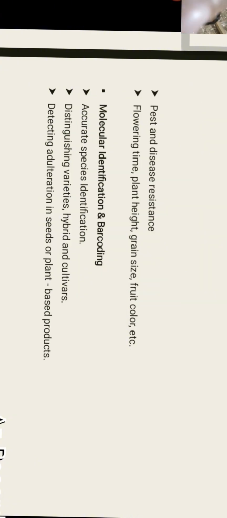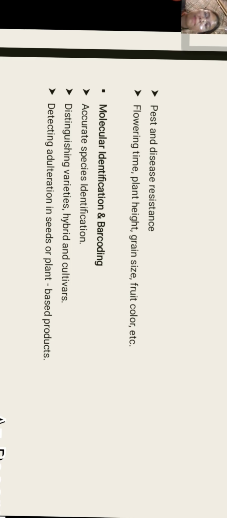Next is pest and disease resistance. These are traits that help plants fight pests and disease by themselves. Next, the flowering time, plant height, grain size, and fruit color. So these are visible traits that are controlled by specific genes.